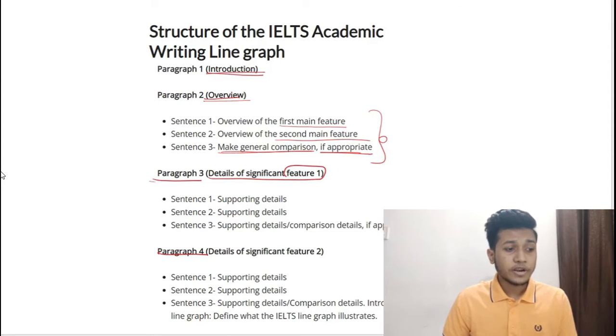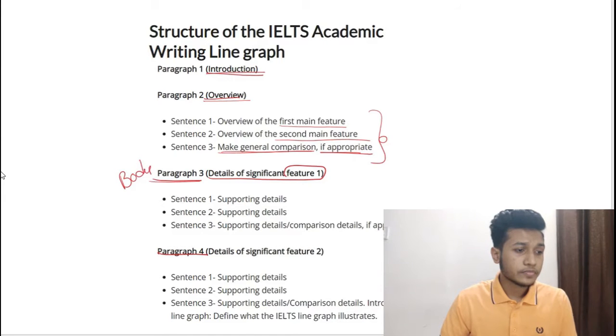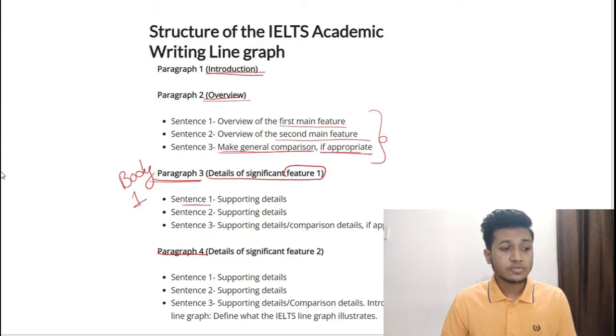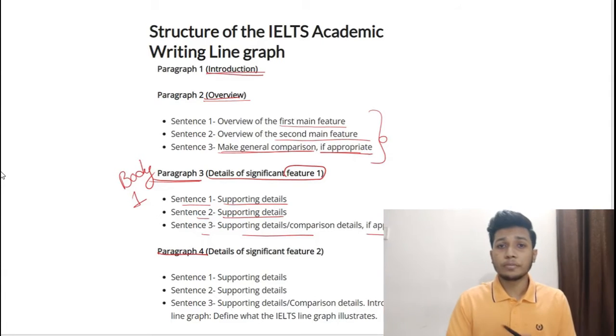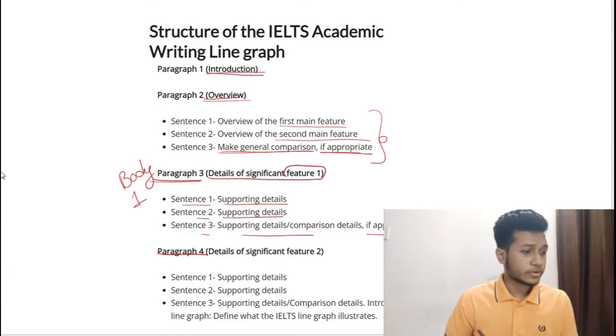Then body paragraph 1. In body paragraph 1, the first sentence should be supporting details, the second should be supporting details, and the third should be comparison details if appropriate. I will show you all this when we practice one together.